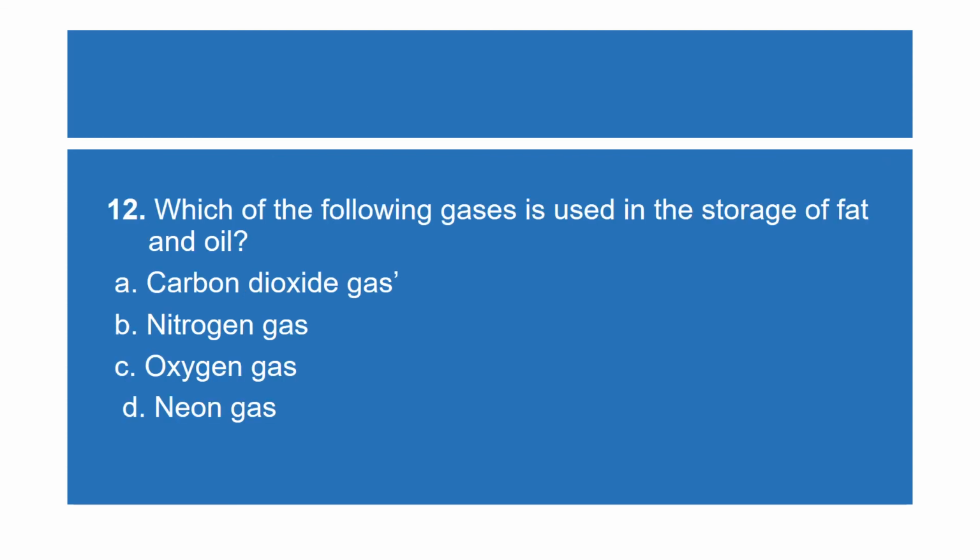Which of the following gases is used in the storage of fat and oil? Either is it carbon dioxide, nitrogen gas, oxygen gas, or neon gas. It is always nitrogen gas. Remember this, because nitrogen is an inert gas, so nitrogen is used for storage of oil and fat.